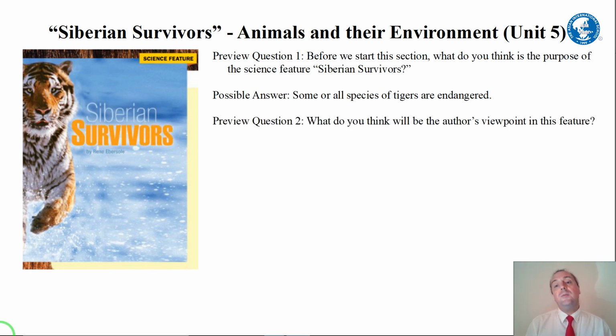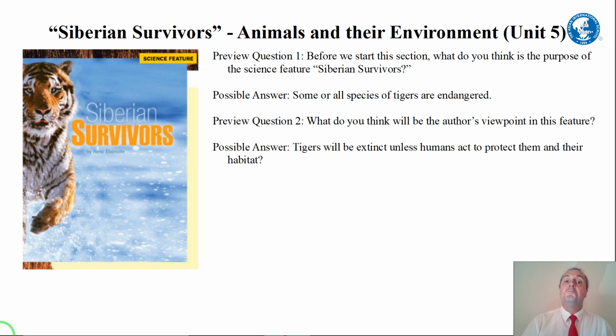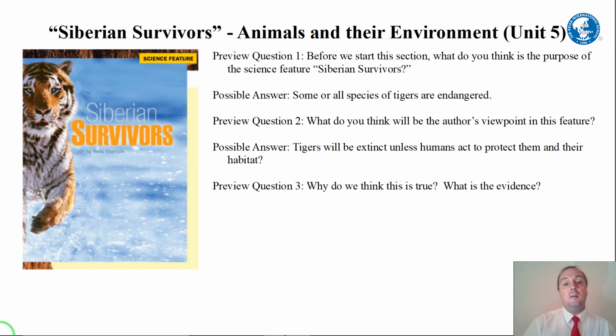Question number two, what do you think will be the author's viewpoint in this science feature? Last time we talked about viewpoint also. It's possible that the viewpoint is tigers will be extinct unless people act to protect them and their habitat. Now, why do we think this is true? What is the evidence? Why do I think that these are the answers?